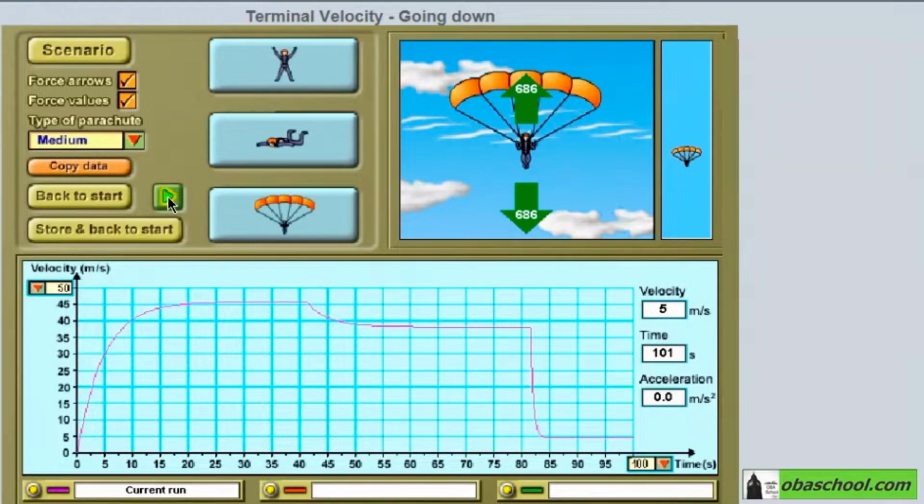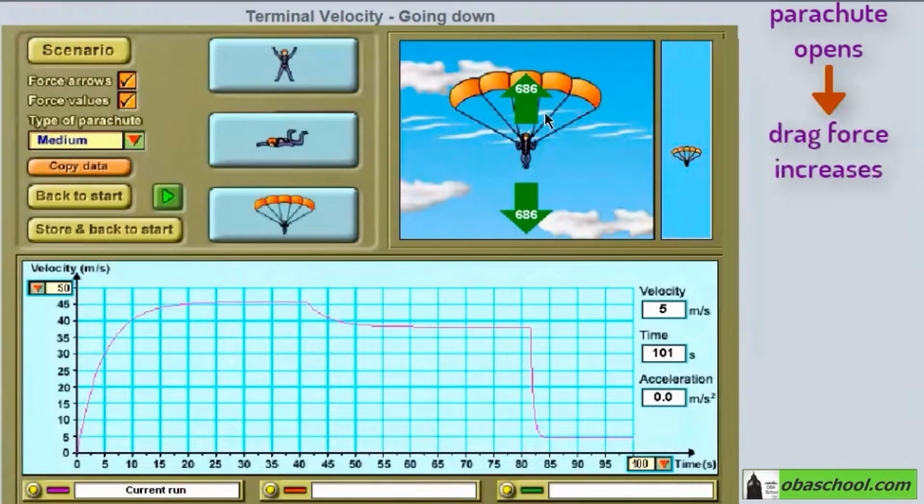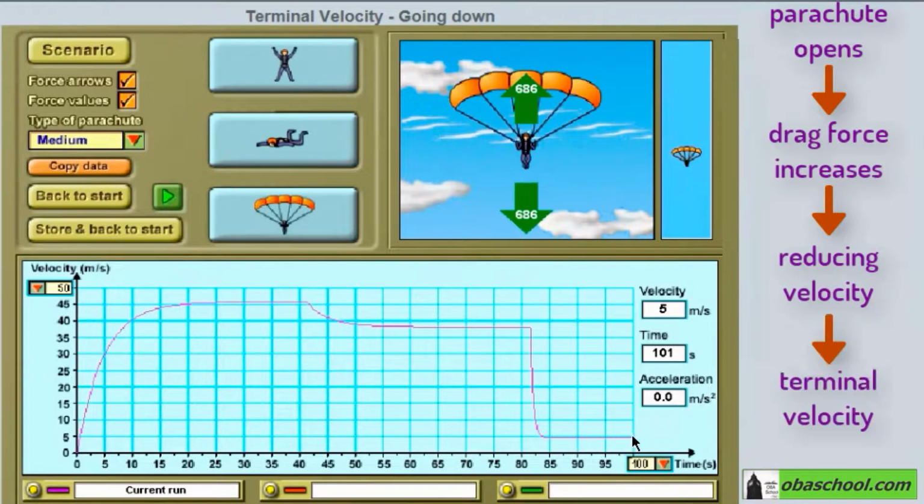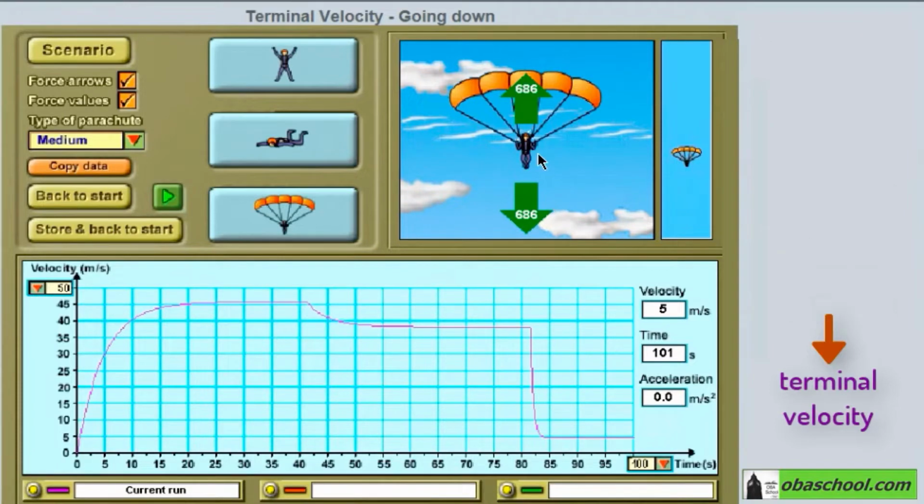Good analysis! When the parachute opens, the drag force increases, reducing the velocity until it reaches a terminal velocity, or a constant velocity, when the drag force balances with the weight force, and thus the terminal velocity reduces to the minimum, enabling the safe landing of the skydiver.